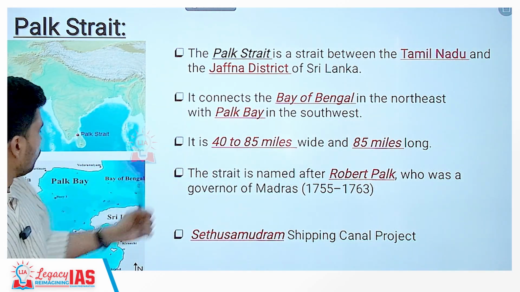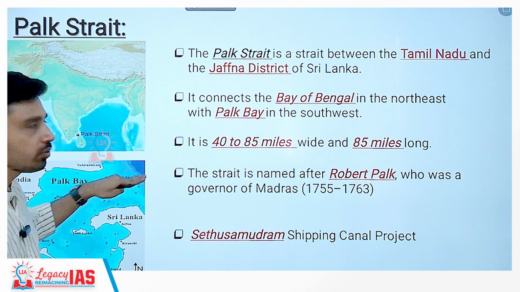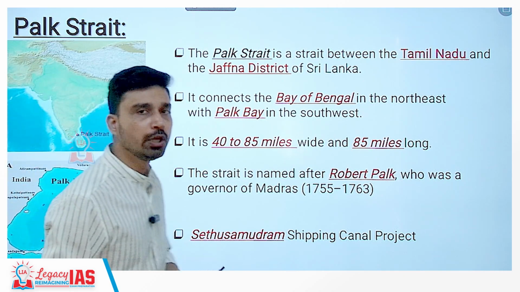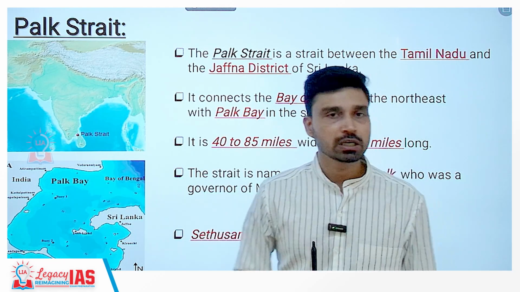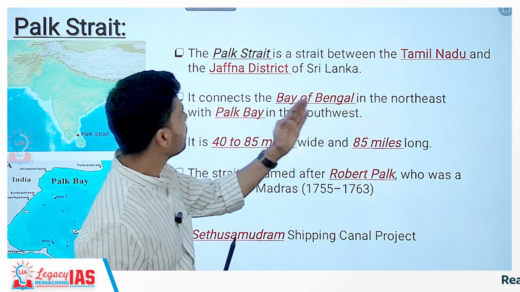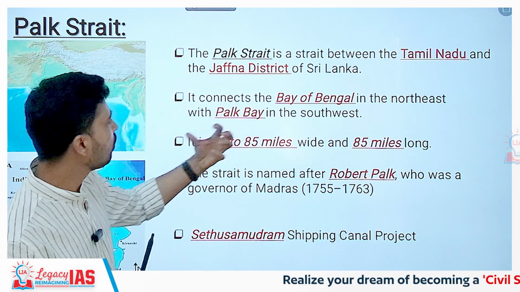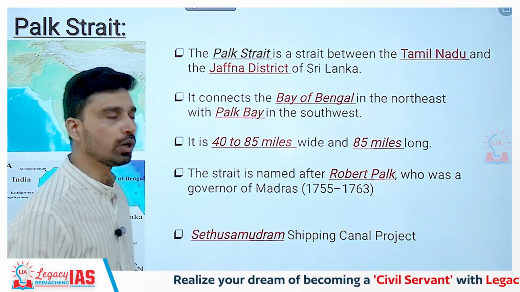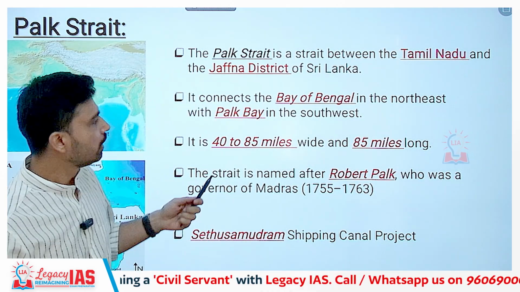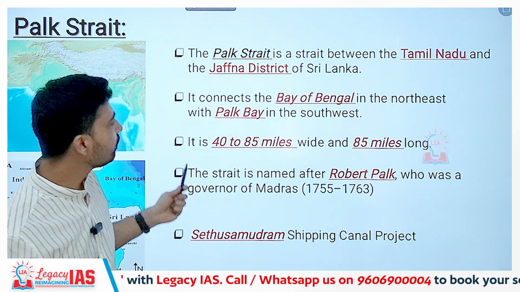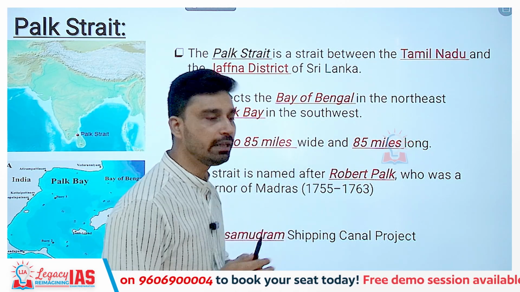Now, if we talk about waterways, it connects the Bay of Bengal, as you can see, situated to the northeast of the strait, and then we have Palk Bay, situated to the southwest part of the strait. So it connects Tamil Nadu and Jaffna of Sri Lanka, and connects the Bay of Bengal and Palk Bay in the water bodies. It is not a very wide strait. Its general width is somewhere between 40 to 85 miles, and the length is also about 85 miles.